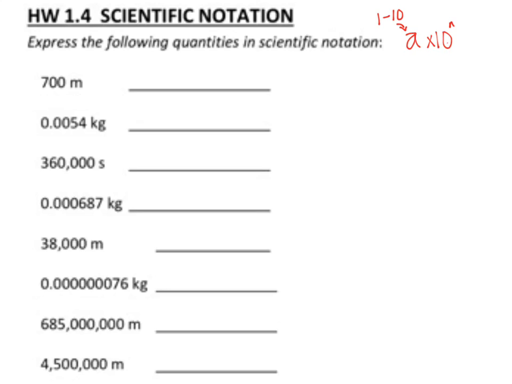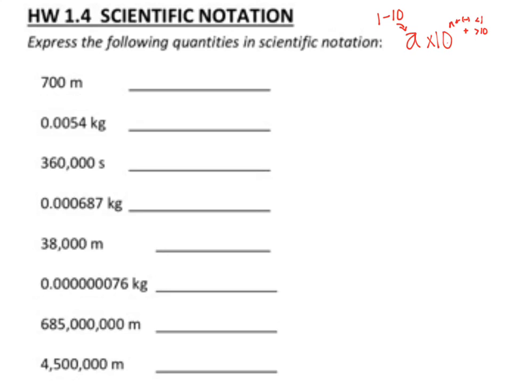If the exponent is negative, then that means that the original coefficient was less than 1. If it's positive, then that number was greater than 10. That is the original number, the number in ordinary notation. So let's look at the first number.